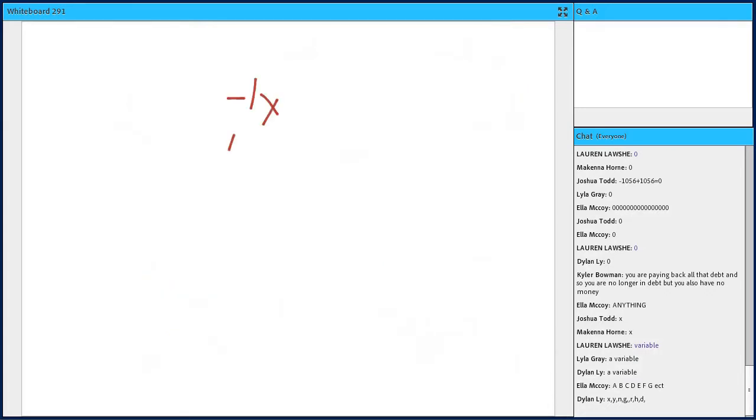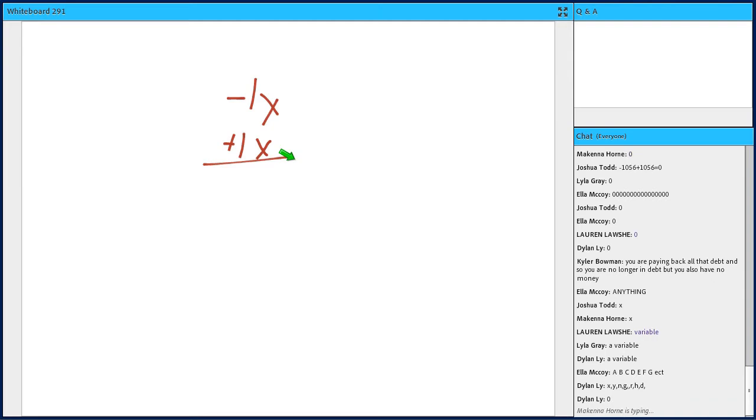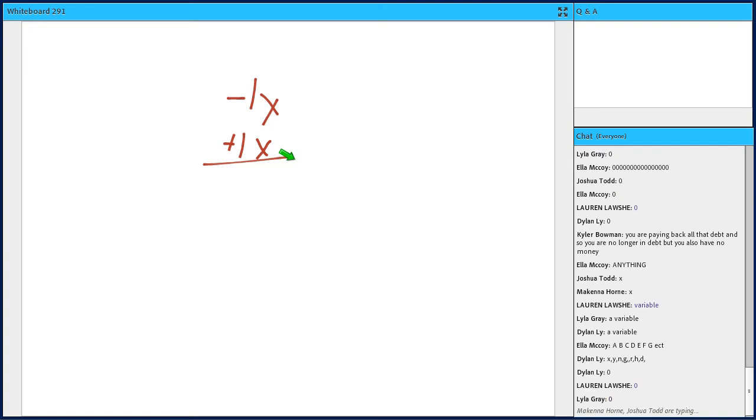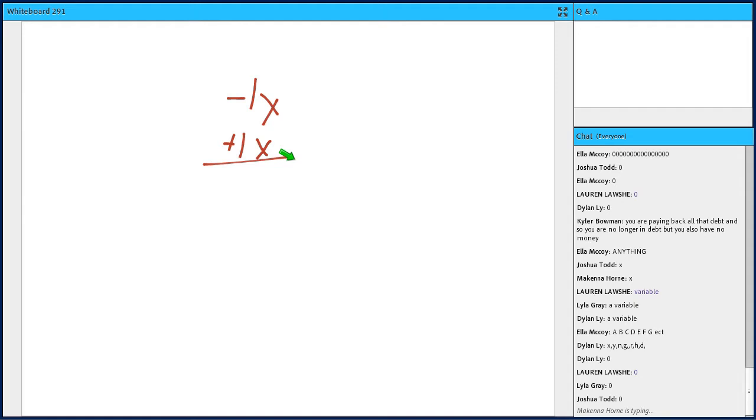So -1x and a +1x. -1 times some number plus 1 times that same number. And if you combine those together, y'all, what do you get? Dylan, Lauren, Lila, Joshua, you've got it. It's 0. There's nothing left over because that number can be anything and it doesn't matter.